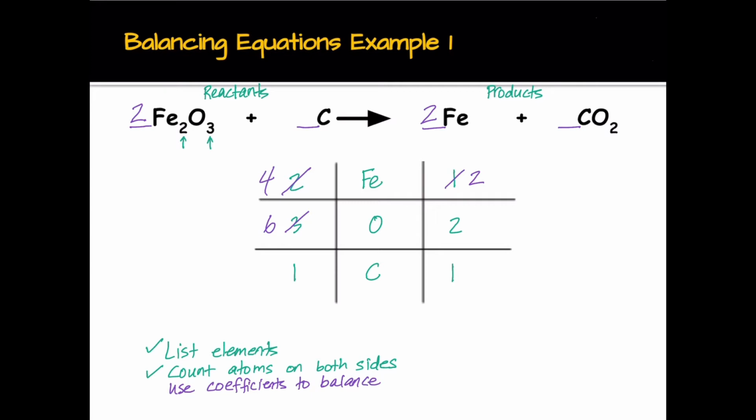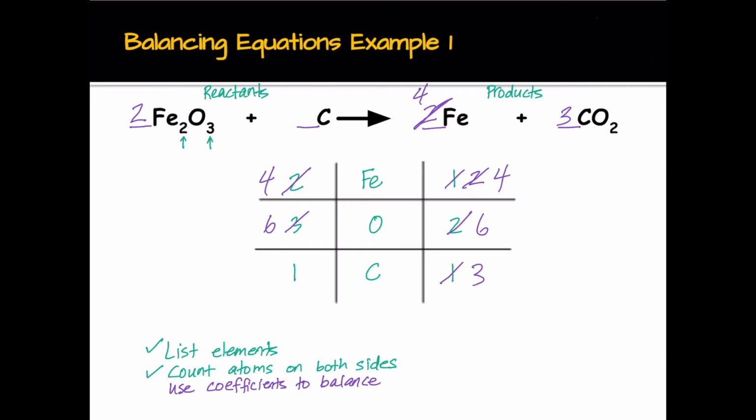Let's go ahead and adjust the oxygen on the product side to make sure they balance out. So we'll put a 3 in front of the carbon dioxide. So 3 times 2 gives us 6 oxygens, but that also changes the carbon. So 3 times 1 is 3 carbons. So now let's go back and fix the iron. Instead of having 2 as our coefficient on the product side, we can change that to a 4. And now the irons are equal.